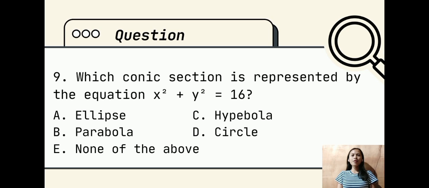Number 9. Which conic section is represented by the equation x squared plus y squared is equal to 16? A. Ellipse. B. Parabola. C. Hyperbola. D. Circle. E. None of the above.